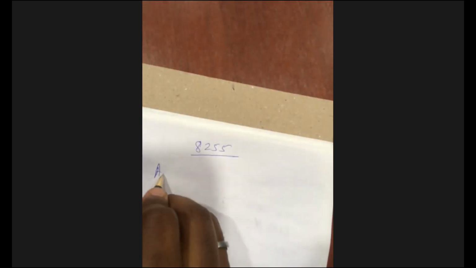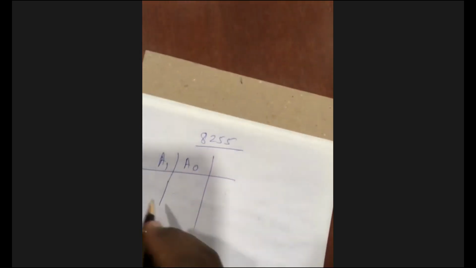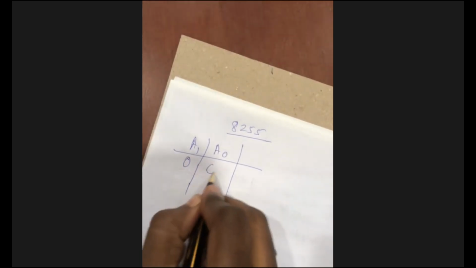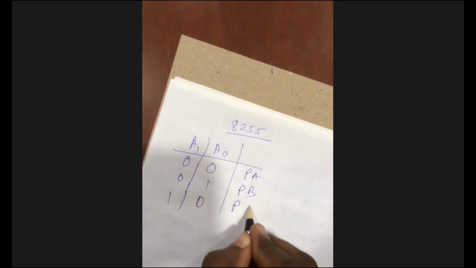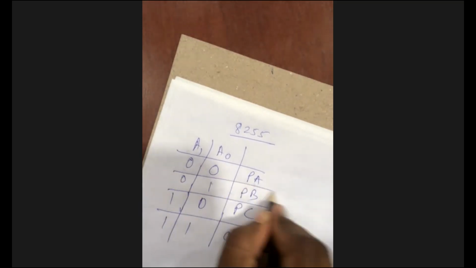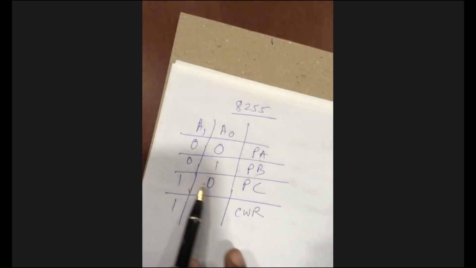Remember one thing, in 8255 there are pins named A1 and A0. The combination of these two selects port A, port B, port C and CWR. If 00, then PA. If 01, then PB. If 10, then PC. And if 11, then CWR.